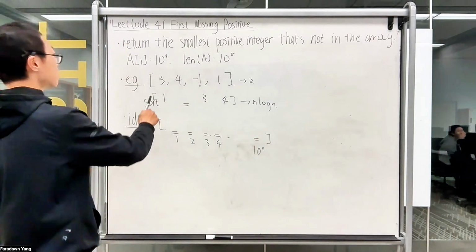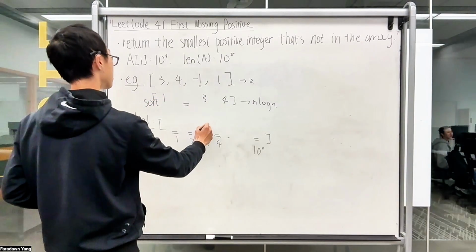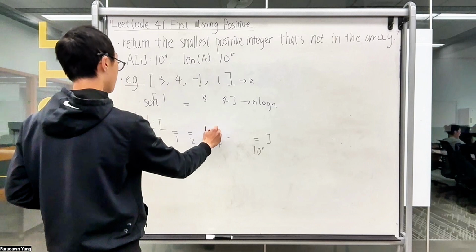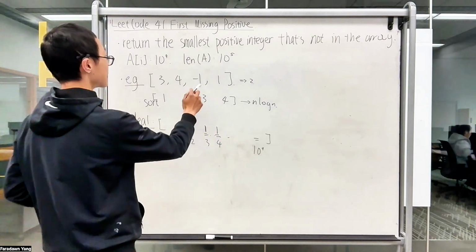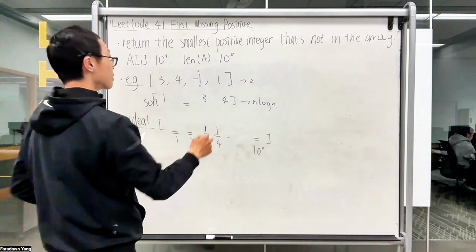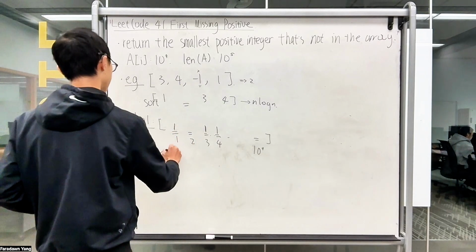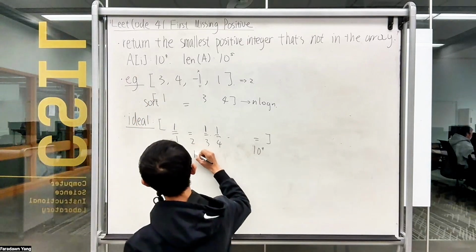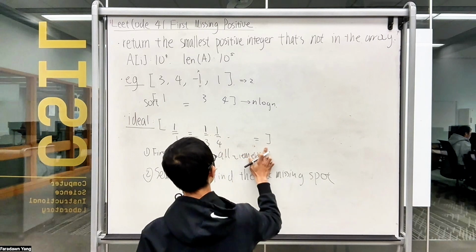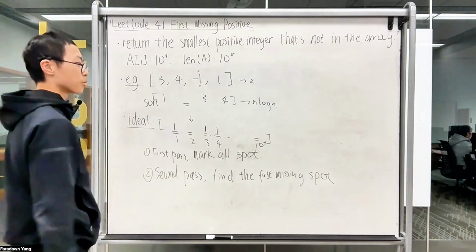Now we can loop through the array once. When we see 3, we mark spot 3 as true. When we see 4, we mark spot 4 to be true. When we see -1, we neglect it. When we see 1, we mark 1 as true. So in this first pass, we mark all the elements. In the second pass, we find the first missing spot. We mark all the spots, and during the second pass, we will correctly spot 2.